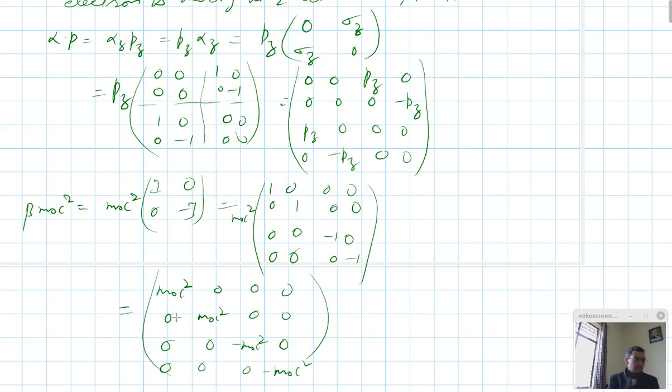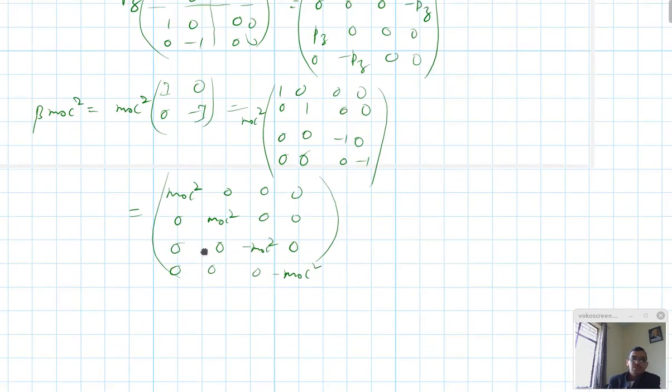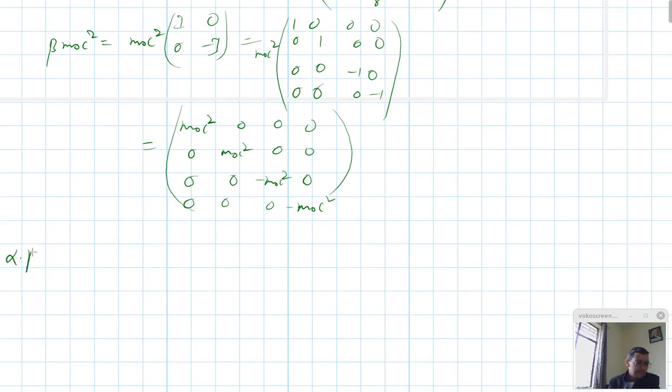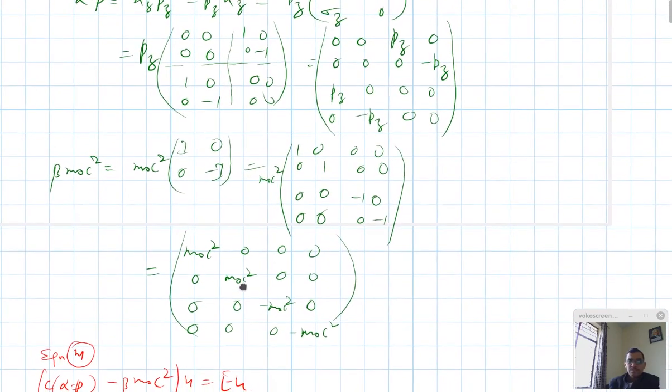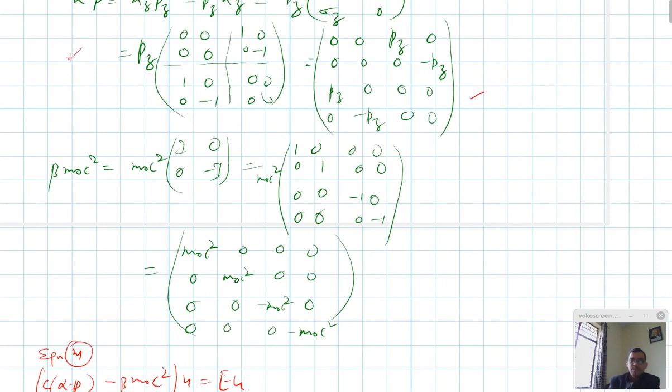Now using these values in equation number 4, which is c alpha dot p plus beta m naught c square, u is equal to E u, I will put in their values: this is the value of alpha dot p, and this is the value of beta m naught c square.